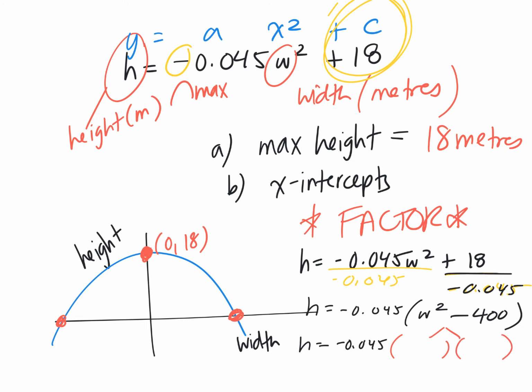What's the square root of w squared? W. What's the square root of 400? 20. So this is plus, minus, right? So where would the two x-intercepts be? If these are my two factors, w plus 20 is equal to 0, and w minus 20 is equal to 0. What are the two x-intercepts?